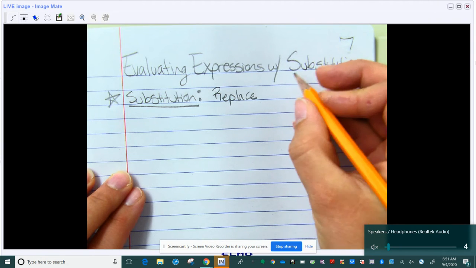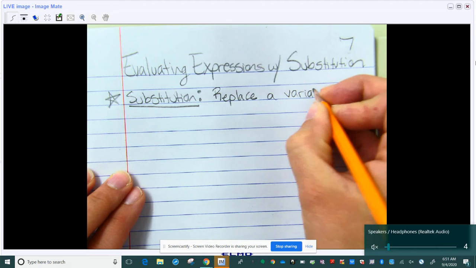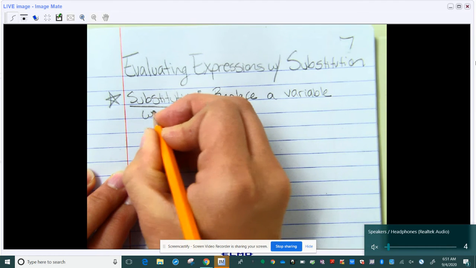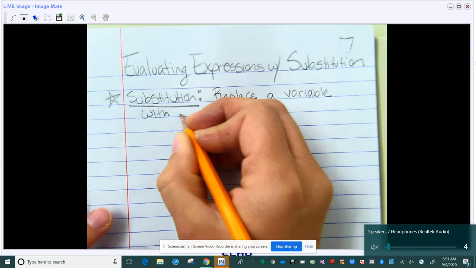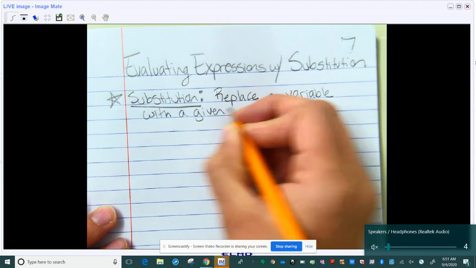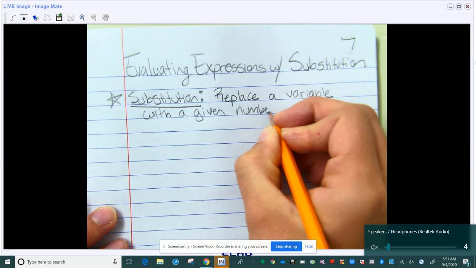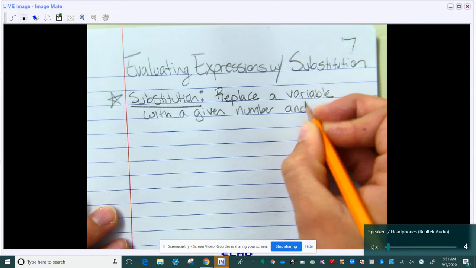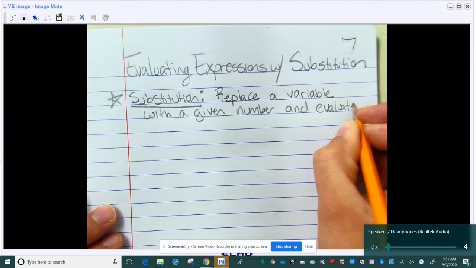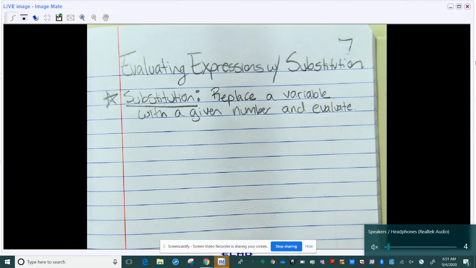And in math class, we're going to be replacing a variable with a given number and evaluate. At this point, evaluate is like simplify. So we can do all the mathematical operations that we can do. Evaluate is for expressions. The other word we can use to kind of think about this is like solving, but we can only use the word solve for equations when there's an equal sign.